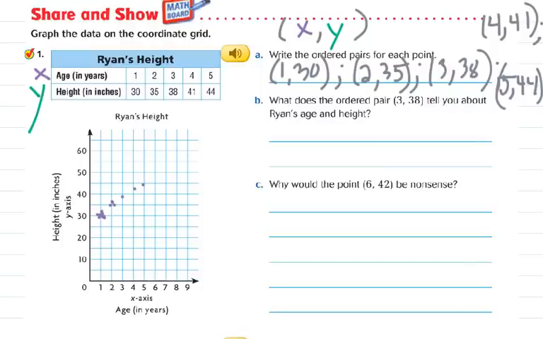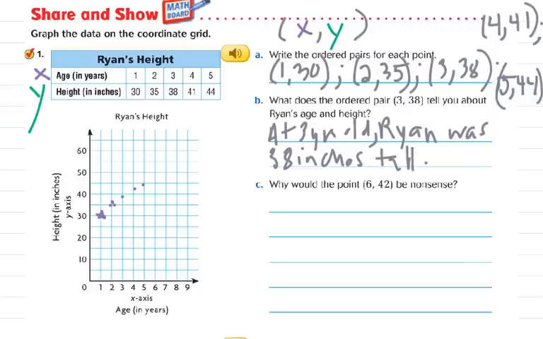Now, next, boys and girls, it says, what does the ordered pair 3, comma, 38 tell you about Ryan's age and height? So let's look at 3 years old. We know that Ryan was 38 inches tall because the 3 refers to the age and the 38 refers to the height. So what we can say is at 3 years old, comma, Ryan was 38 inches tall.